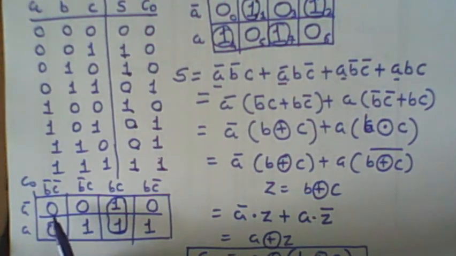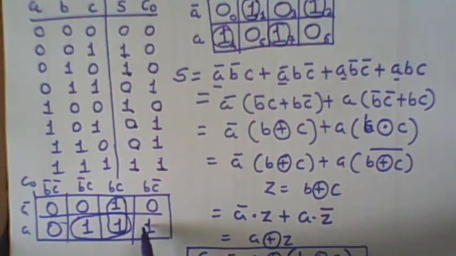For this one, let me check the group of 8. Group of 8 is not possible. Let me check for this one. Is a group of 4 possible? No, group of 4 is also not possible. Let me check if a group of 2 is possible. Yes, this group of 2 is possible. We can use the covered one to maximize the group. Right? This one is already covered, but we can use that covered one to maximize the group, which minimizes the literals, which minimizes the number of variables.